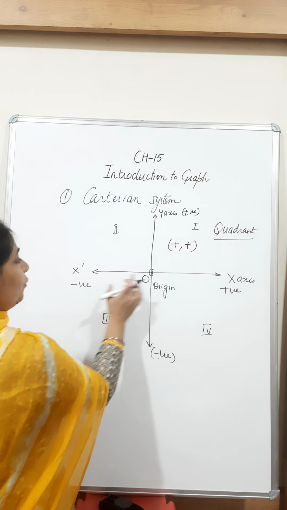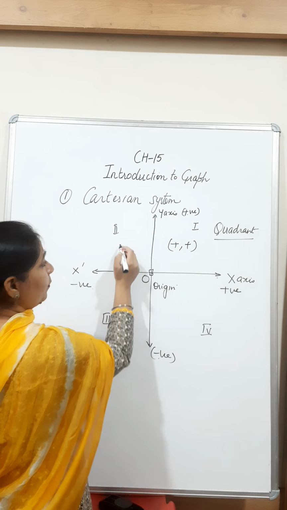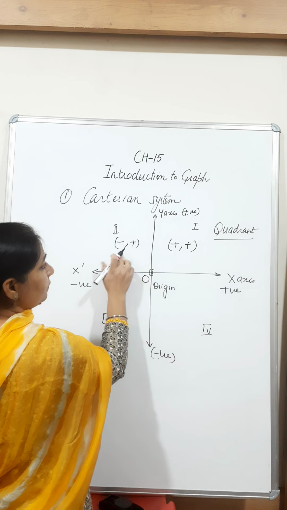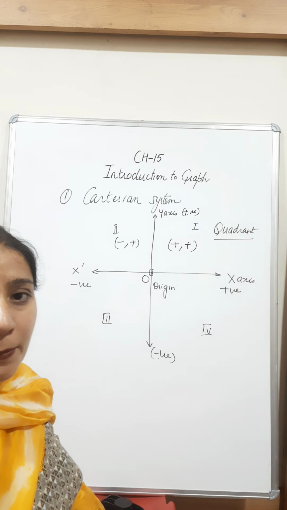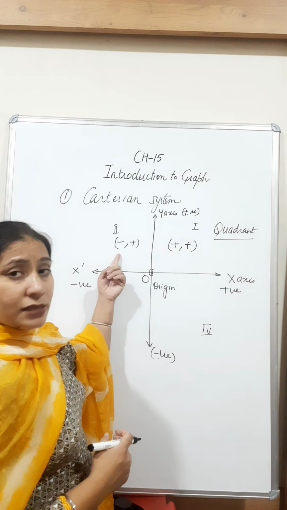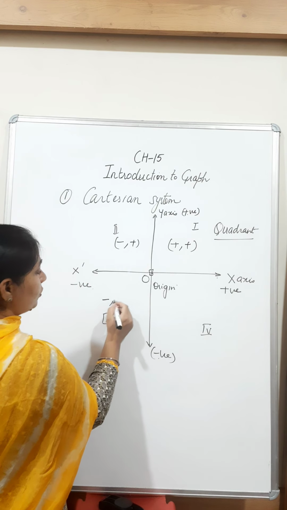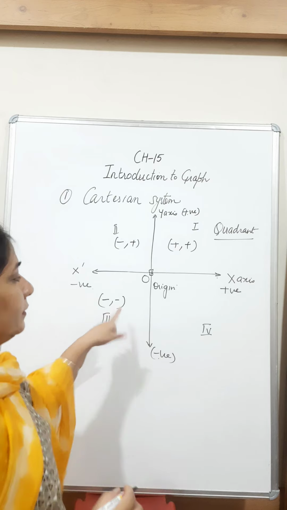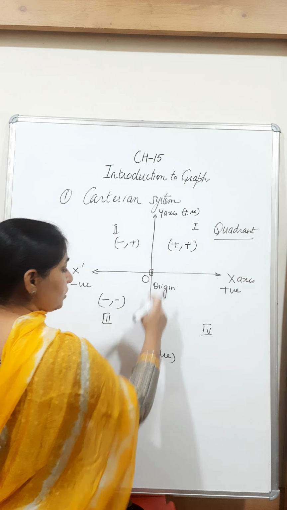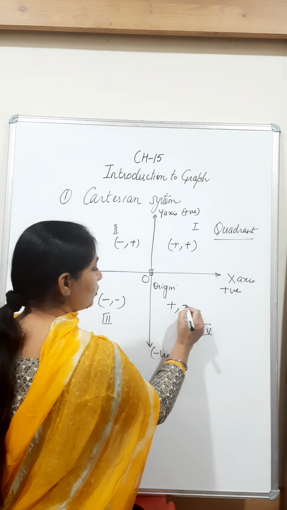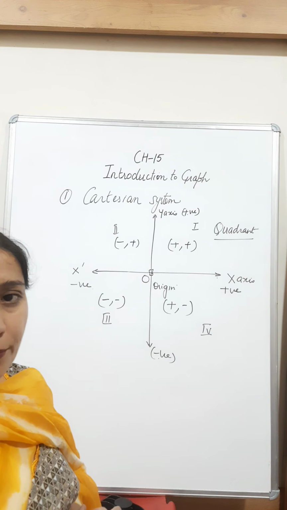Similarly, beta, on this side x is negative and on this side y is positive. If the first value is negative and the second value is positive, they will be plotted in the second quadrant. Similarly, when x is negative and y is negative, where both are negative, they will be plotted in the third quadrant. And when x is positive and y is negative, such numbers will be plotted in the fourth quadrant, beta.